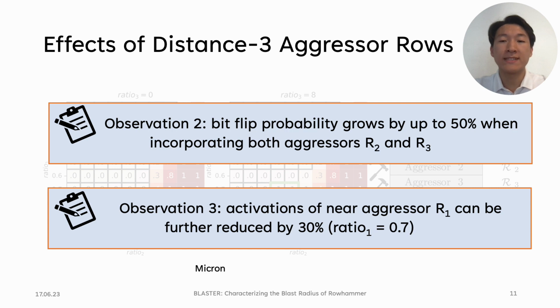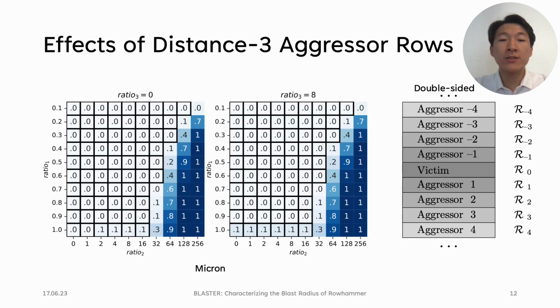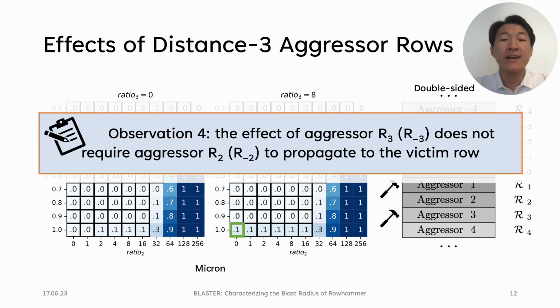Ratio 1 equals 0.7. Now, let's move on to the double-sided case, where we introduce aggressors from above as well. Here, we observe a clear increase in the bit flip probability while incorporating distance 3 aggressors. We have 6 aggressors in our hands now. Do we need to utilize all of them? The answer turned out to be no. Interestingly, we notice that the increase is possible when ratio 2 is set to 0, meaning that distance 2 aggressors are not activated. We make the following observation. The effect of aggressor R3 does not require aggressor R2 to propagate to the victim row.